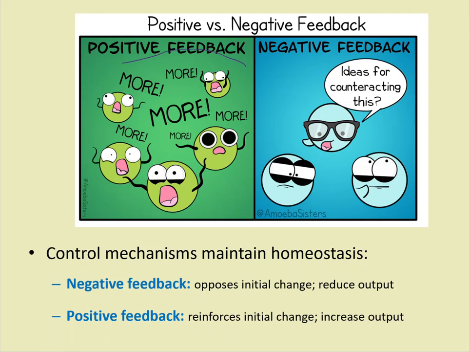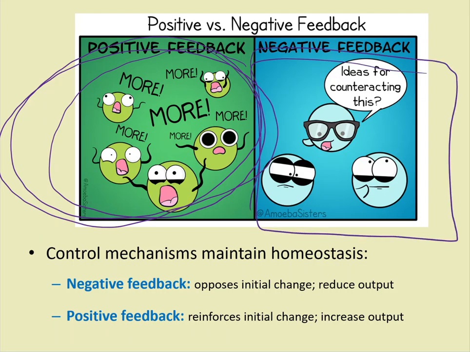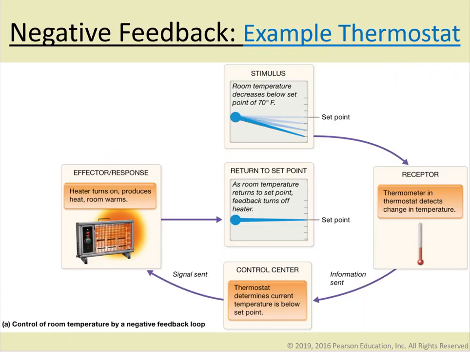Positive is like in this image here. More. You're adding more, a positive reinforcement to increase the output. Negative is the opposite. What can we do to counteract this? Something is high, you bring it low. Something is too low, you bring it up. So let's look at examples of this. A key example of thinking about negative feedback, and one that actually doesn't have to do with the human body, is the thermostat in your house.